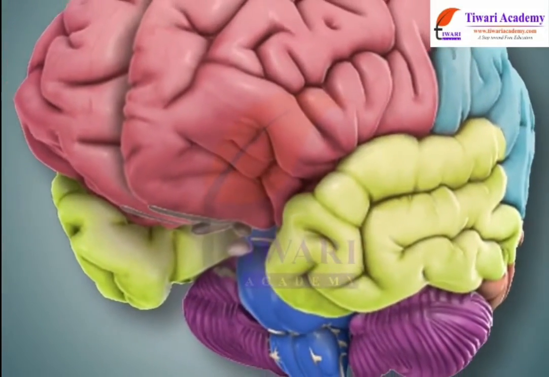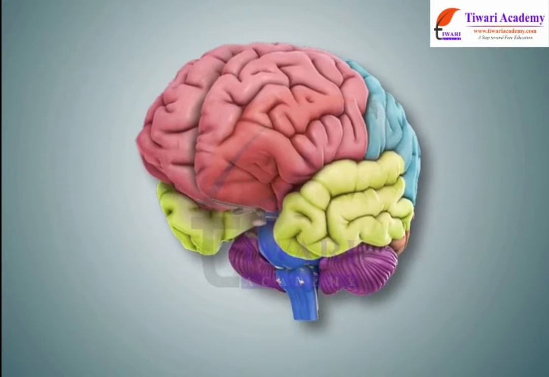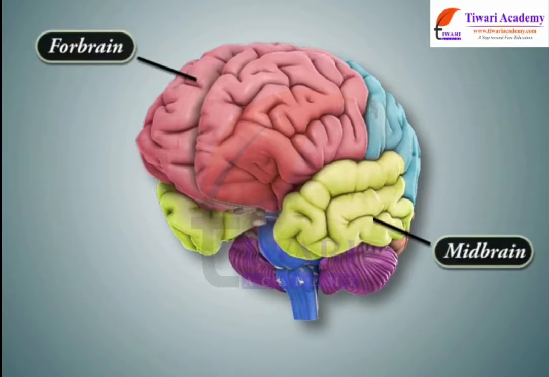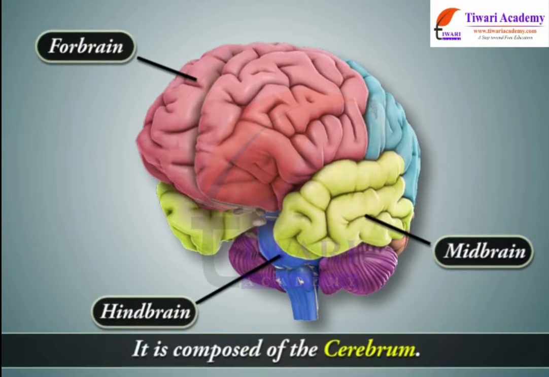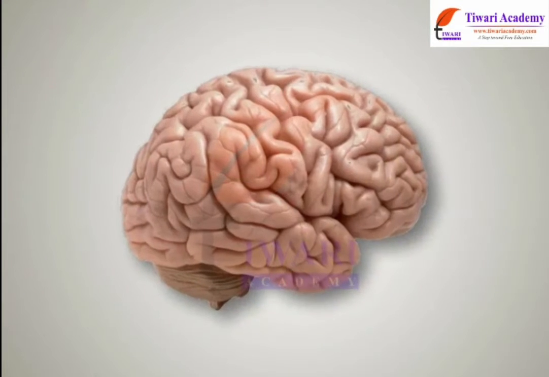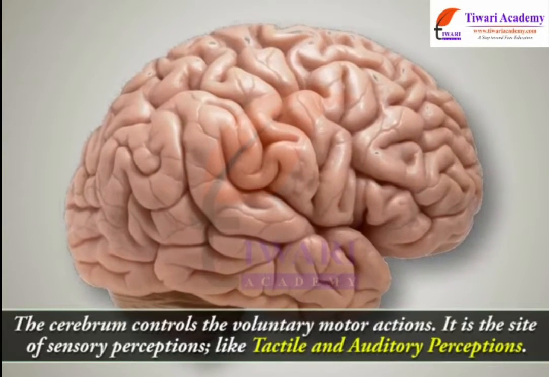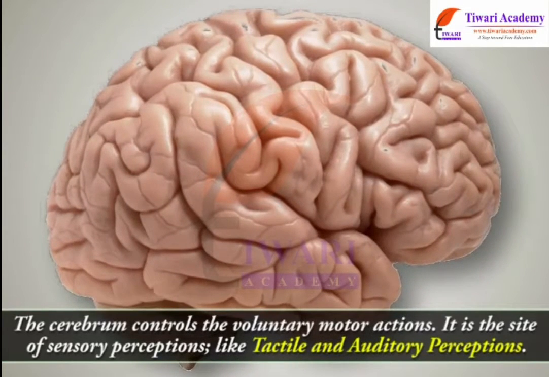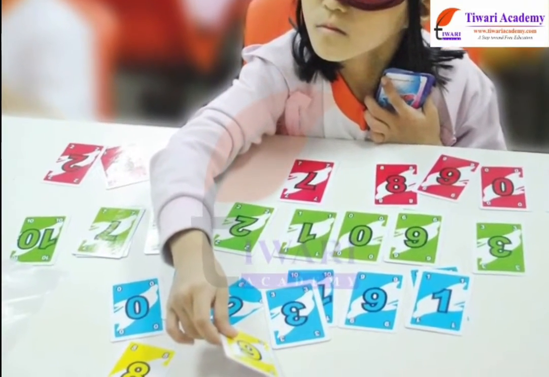The human brain can be divided into 3 regions, viz. forebrain, midbrain, and hindbrain. The forebrain is composed of the cerebrum. The cerebrum controls the voluntary motor actions. It is the site of sensory perceptions like tactile and auditory perceptions. It is the seat of learning and memory.